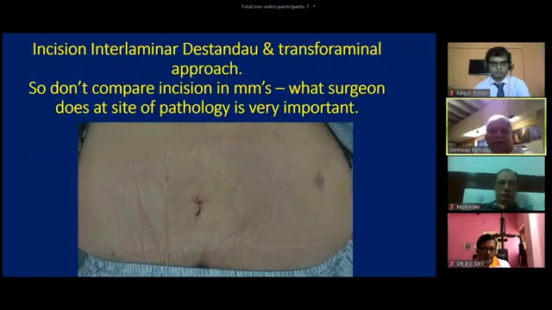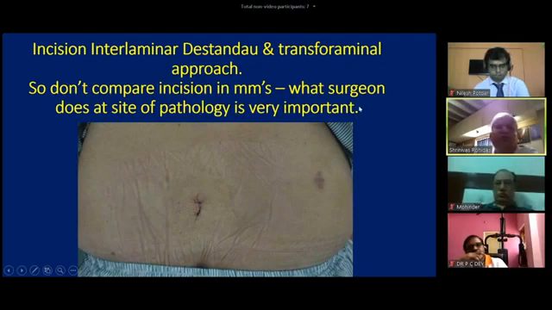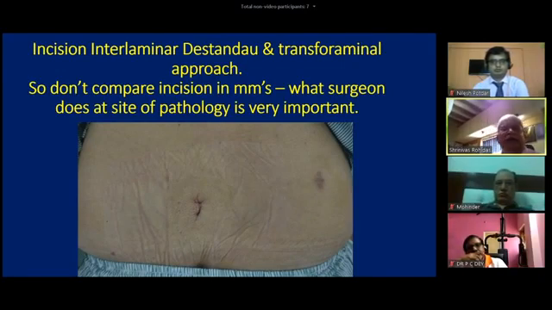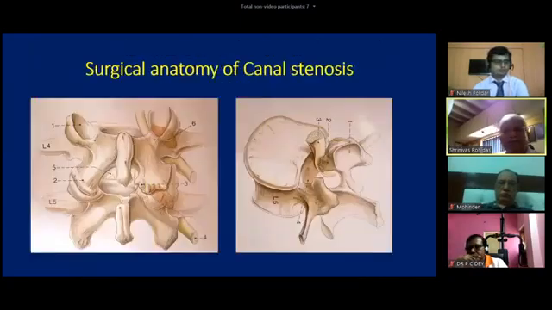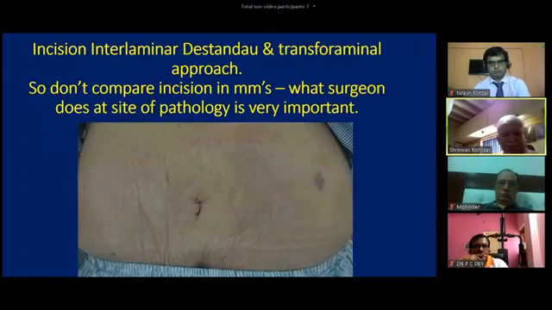This is the size of the incision with the interlaminar approach. This is the transforaminal approach. So please don't compare the incision in millimeters. What the surgeon does at the site of the pathology is very important. Apart from the technique we use, if the pathology is tackled nicely, the patient is happy and pain-free, that is what is really important, apart from the different techniques we use. Thank you.